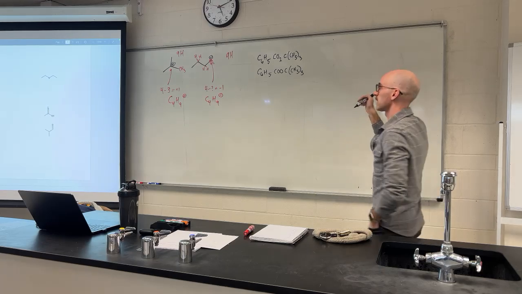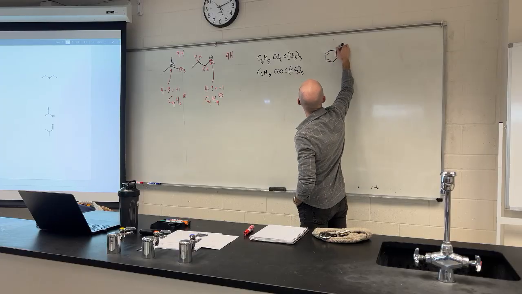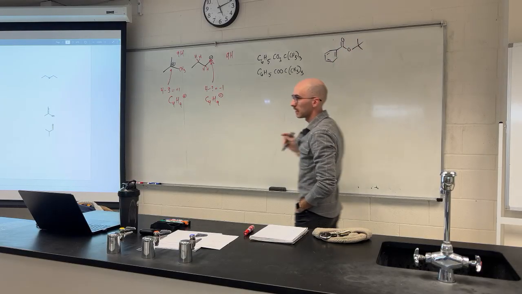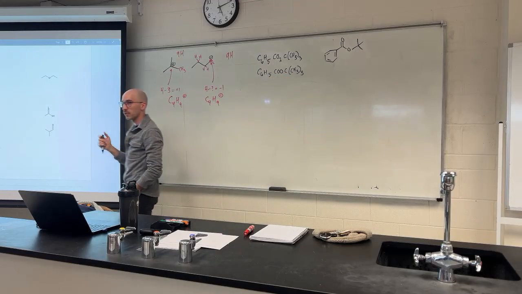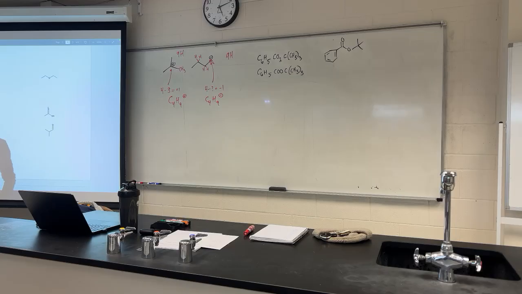Okay, bond line structure. We show that 6-membered ring. We don't show any of the carbons explicitly. We don't show any of the hydrogens explicitly. We have to explicitly show the oxygen heteroatoms.